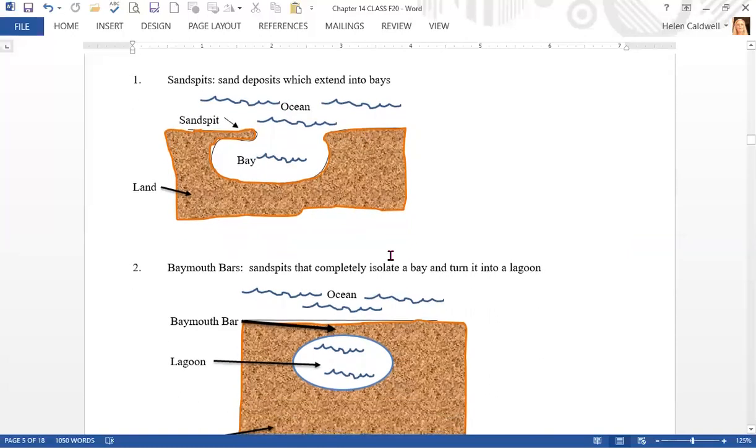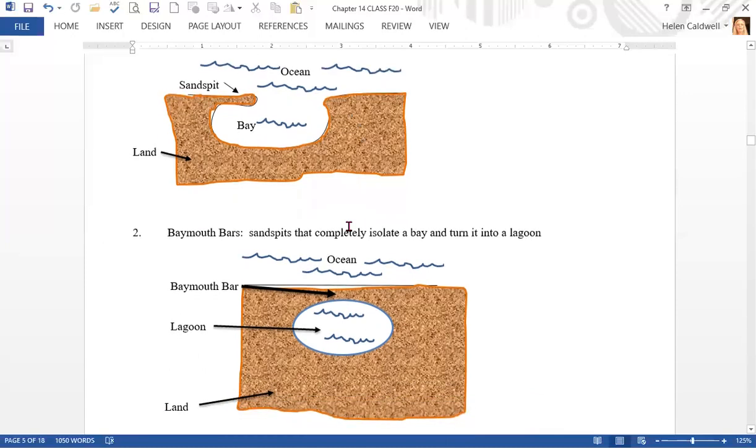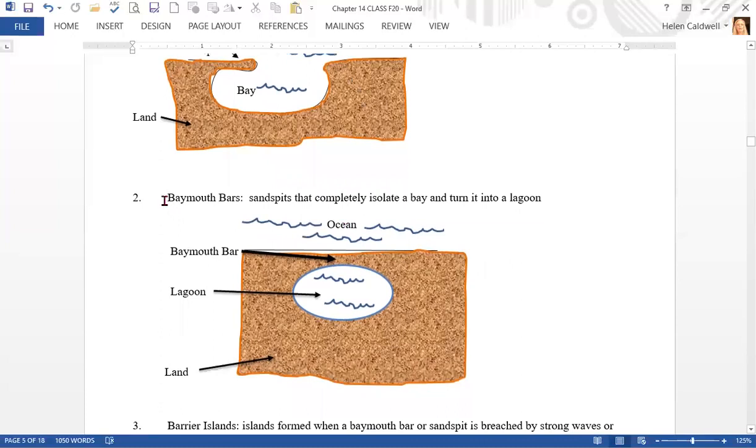If you leave that sand spit undisturbed for a long period of time and there aren't any big storms, you might get a bay mouth bar. If the sand spit just grows and grows and completely isolates the bay, then you have what we call a bay mouth bar.